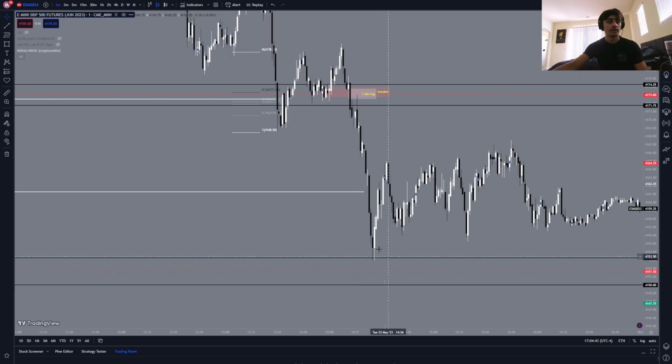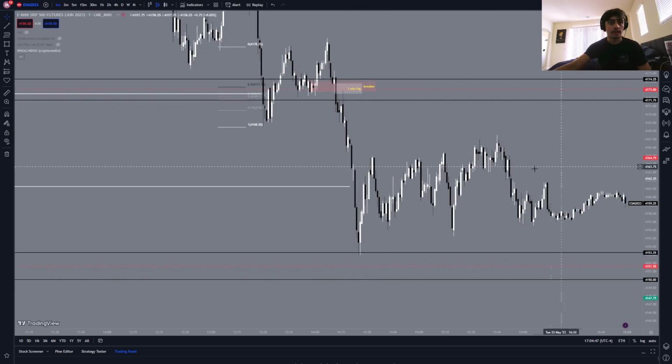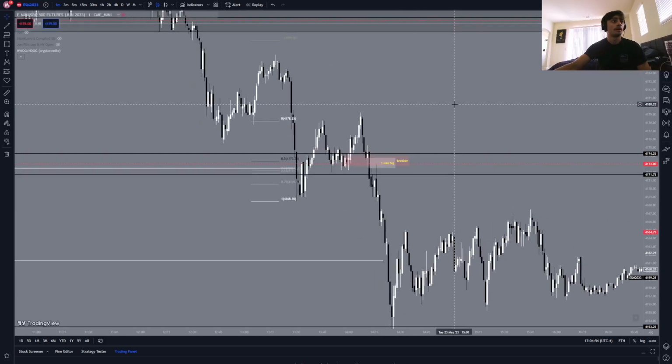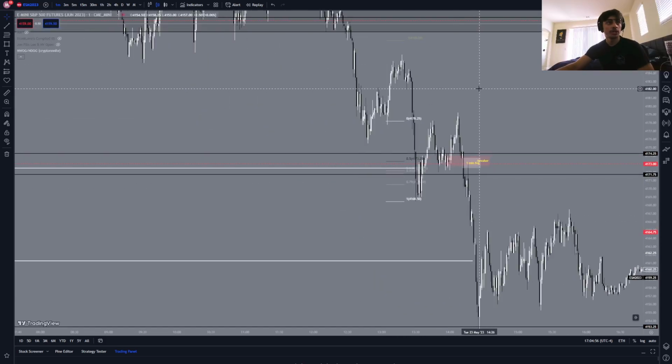Perfectly comes down, takes that liquidity, bounces off another new week opening gap, and then the rest of the day is just chop after the objective was complete of taking out this liquidity. So those are just two pretty good trades you could have taken today.